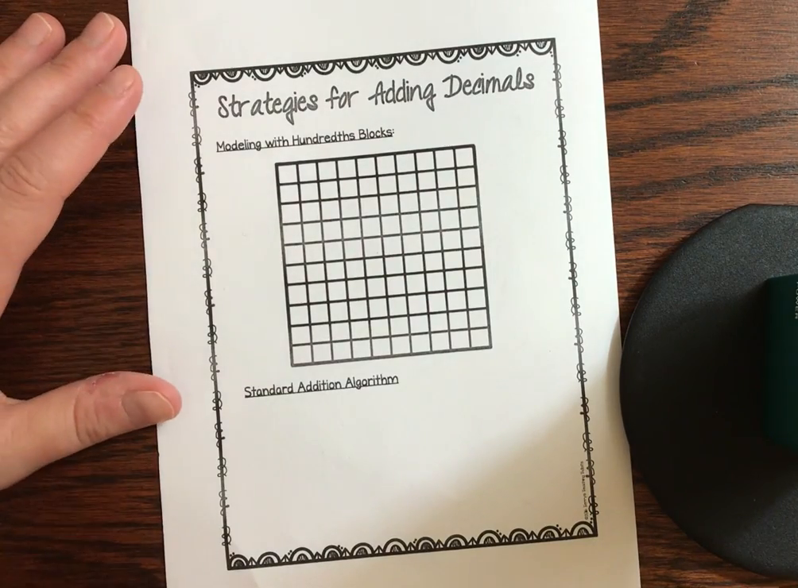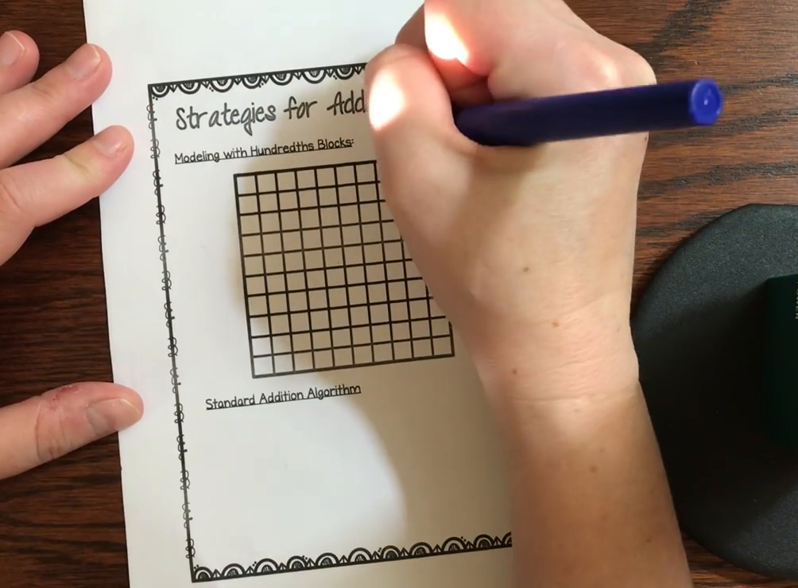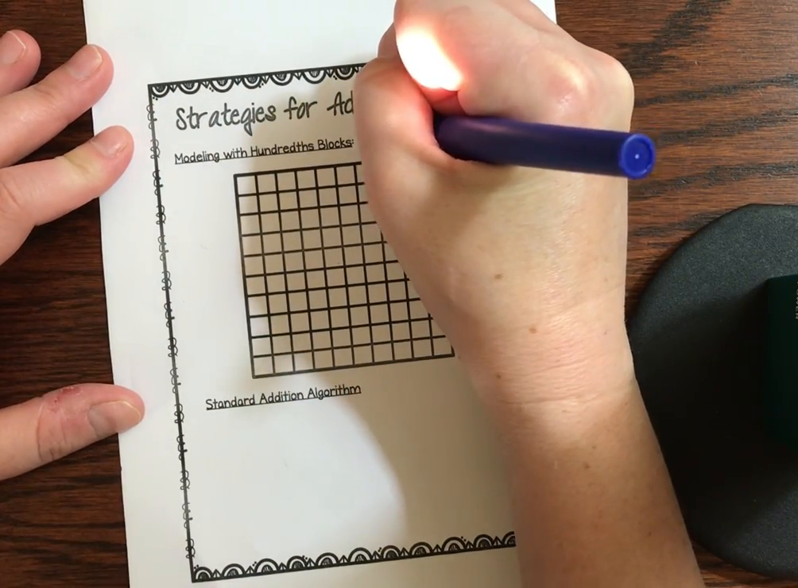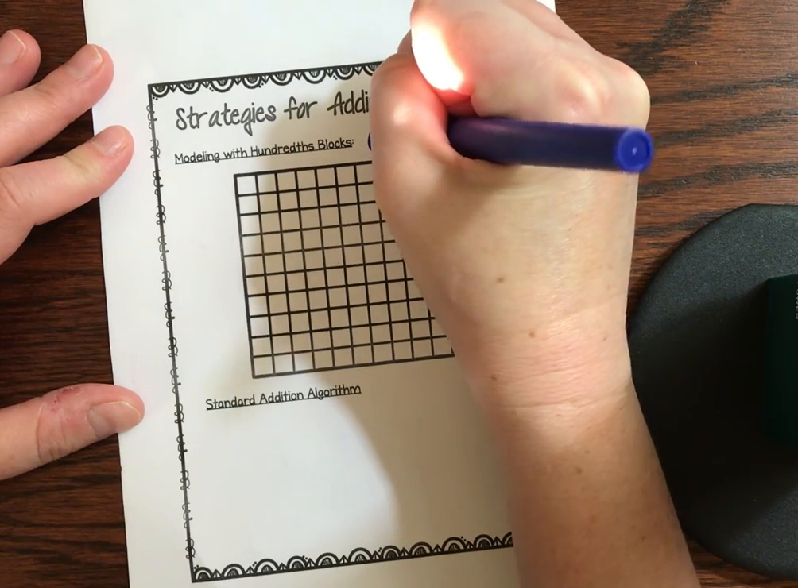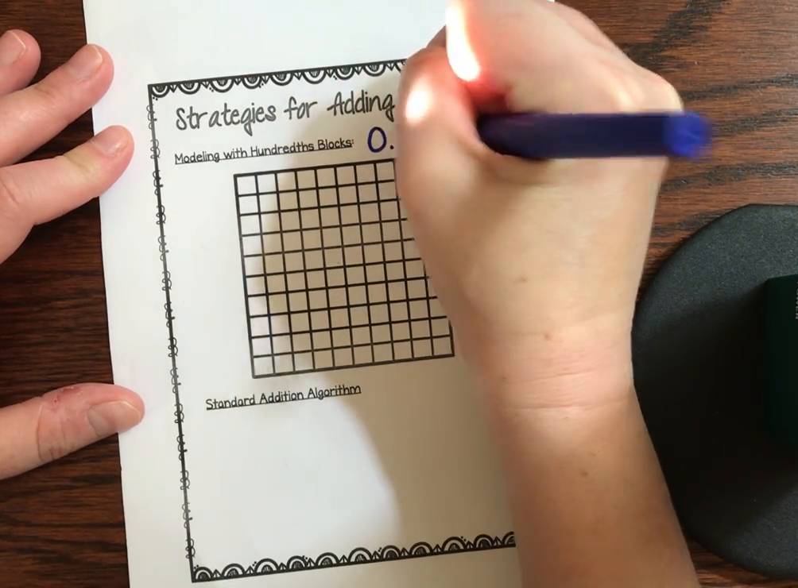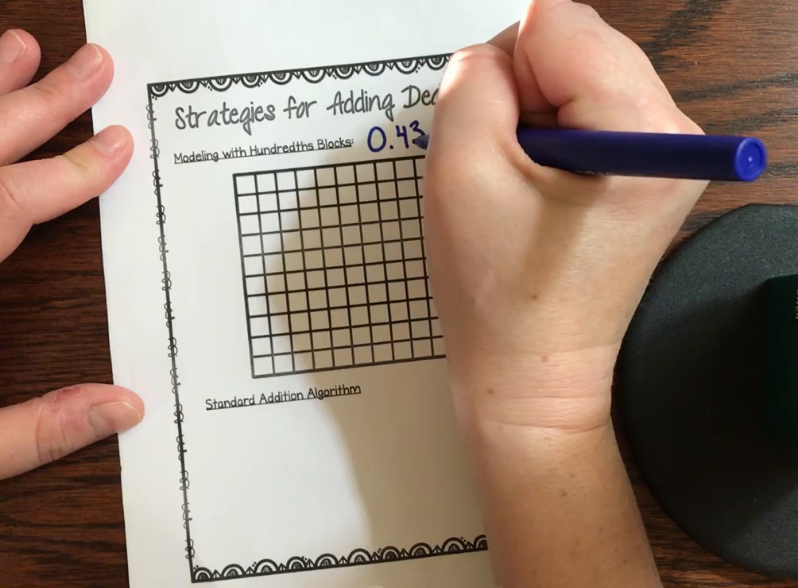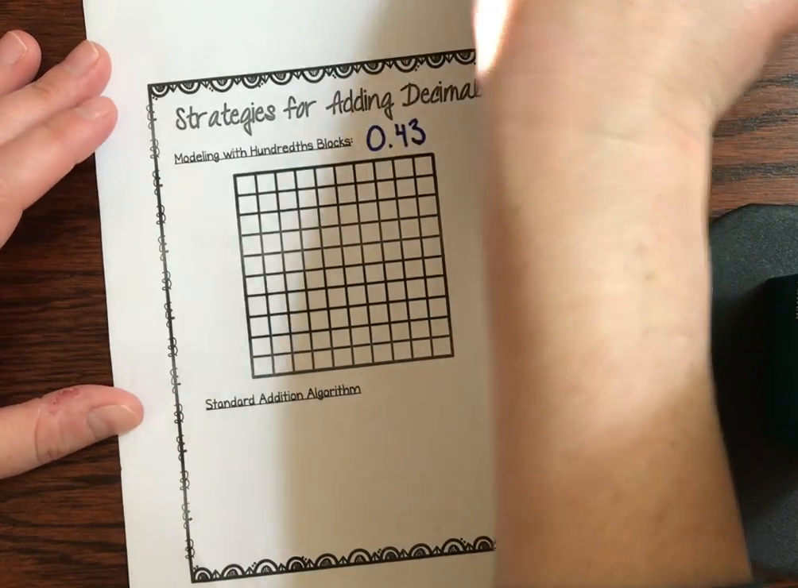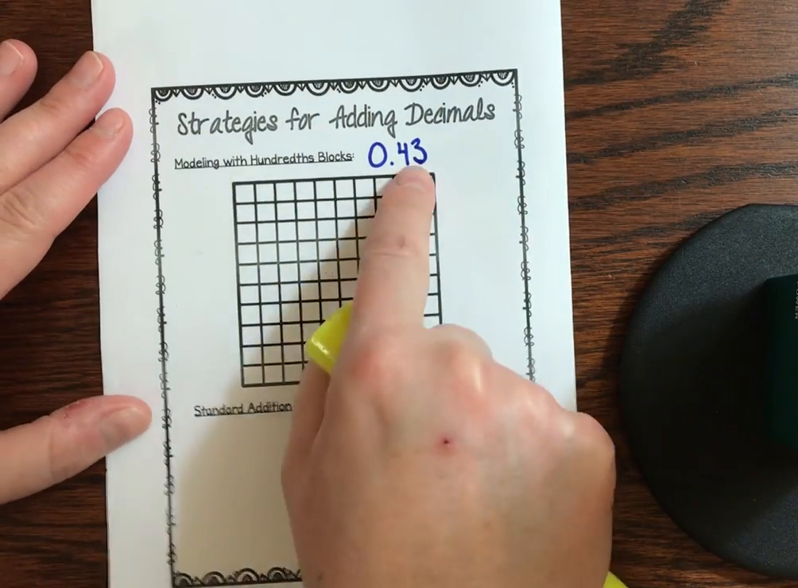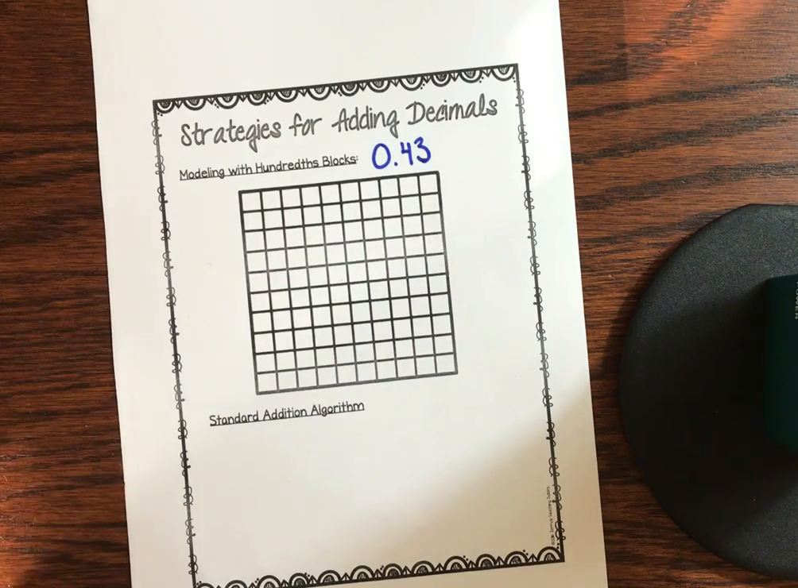So what I'm going to be showing you today is we're going to start with 43 hundredths. So we're going to write it as 43 hundredths. The 3 goes in the hundredths place. And now what we're going to do is color in 43 hundredths on this decimal model.